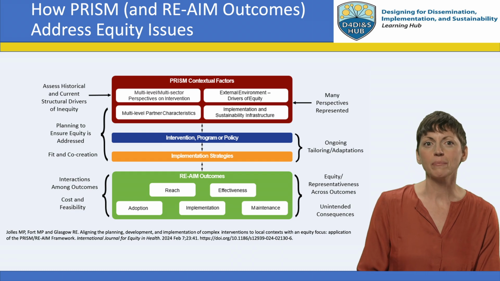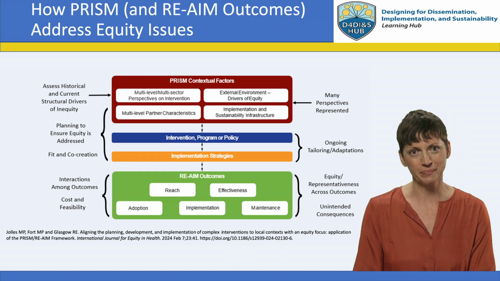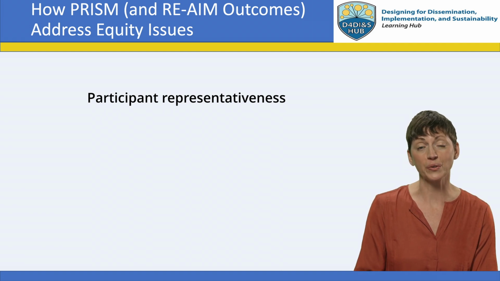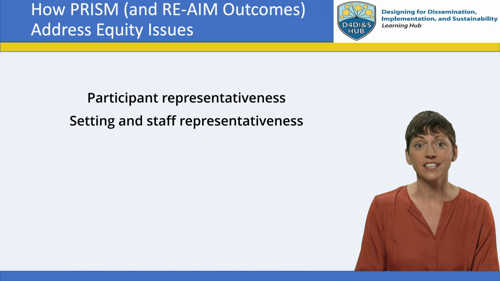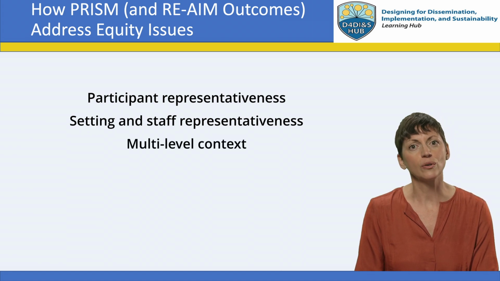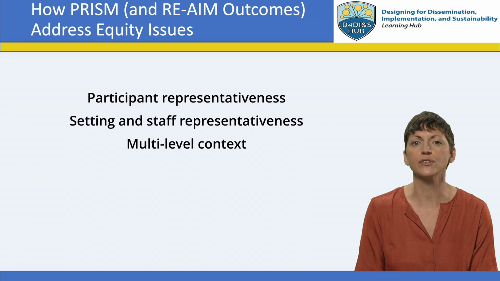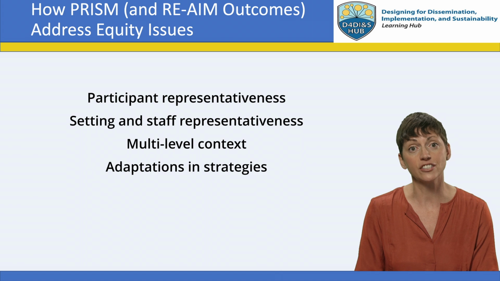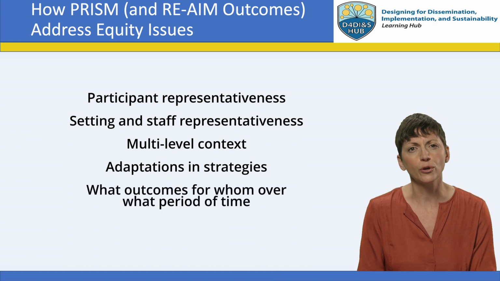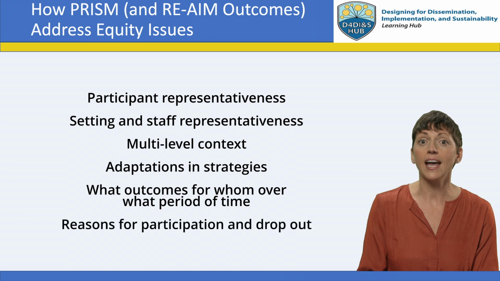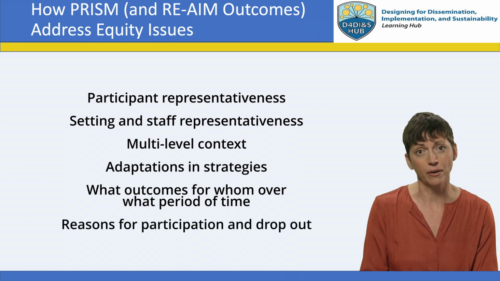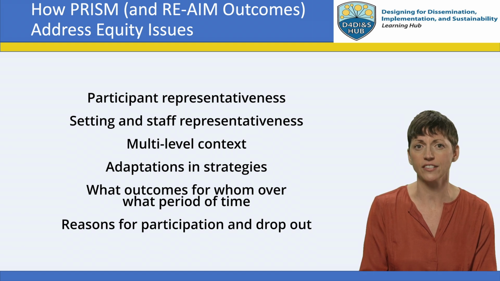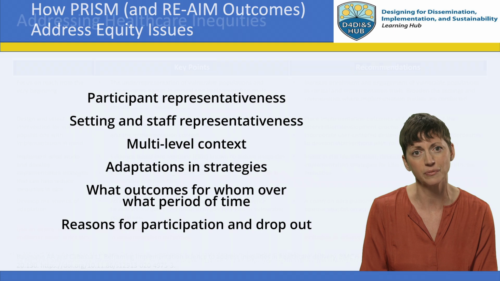External validity is strengthened by assessing the following guided by PRISM: participant representativeness, including who is and who is not enrolled; setting and staff representativeness; multi-level context, including historical and current structural drivers of inequity; adaptations or changes in intervention and implementation strategies; what outcomes for whom over what period of time; and reasons for participation and dropout. It is critical to success that health equity be considered and addressed during all phases of the intervention.